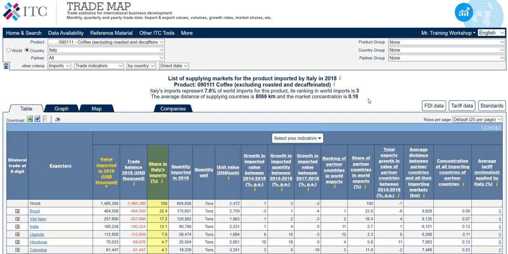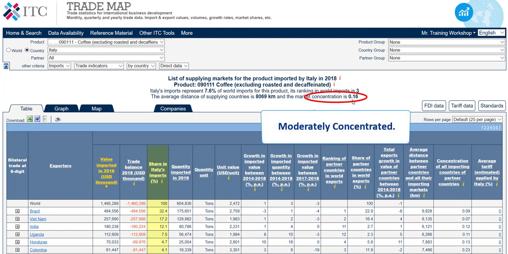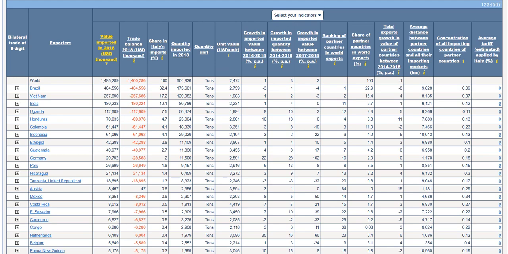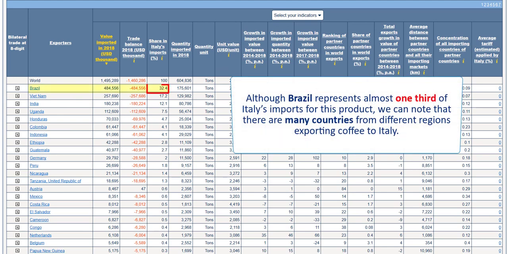On this point, we should note that in the title of the table, we can also see that the concentration of supply to Italy has an index value of 0.16, which means it is moderately concentrated. We can confirm this when looking at the country table. Although Brazil represents almost 1/3 of Italy's imports for this product, we can note that there are many countries from different regions exporting coffee to Italy.